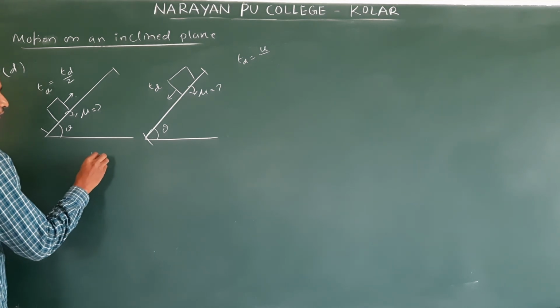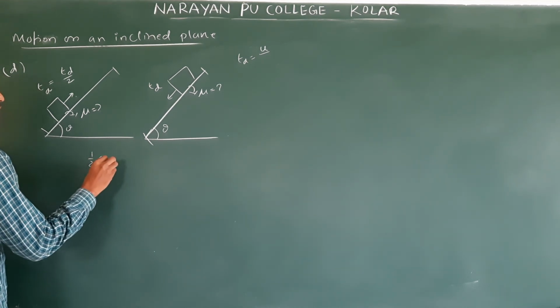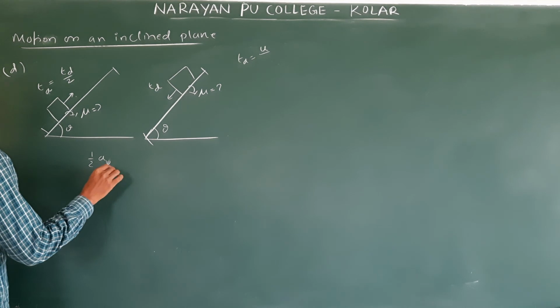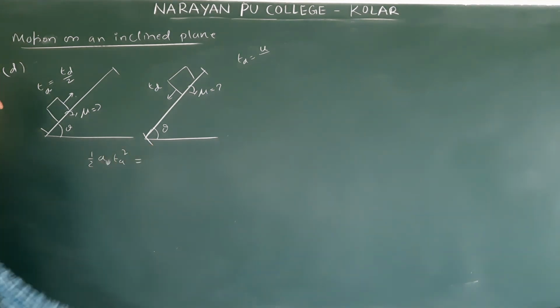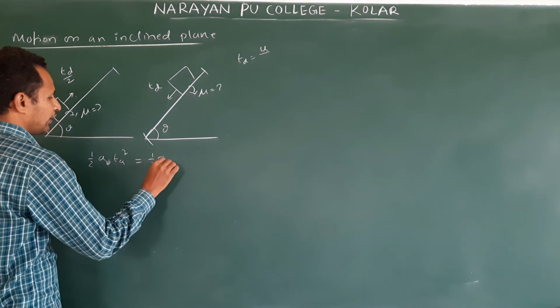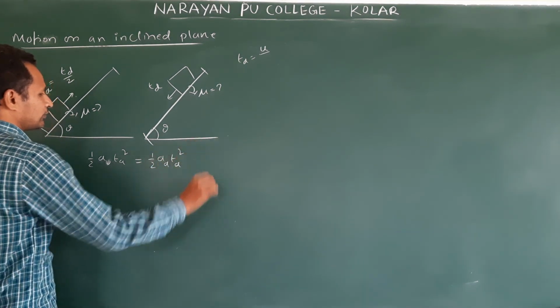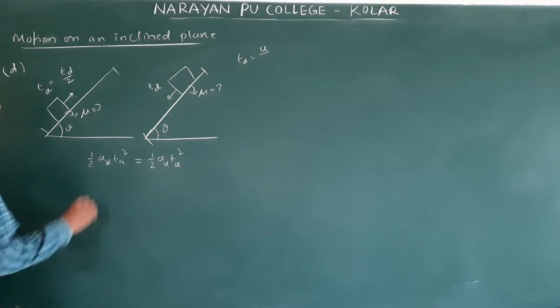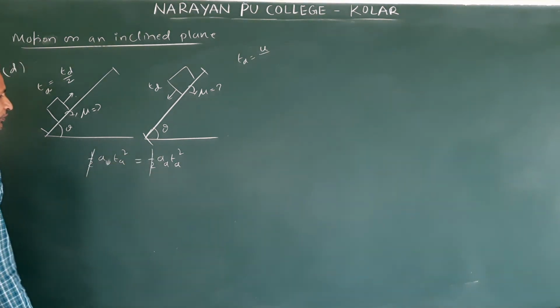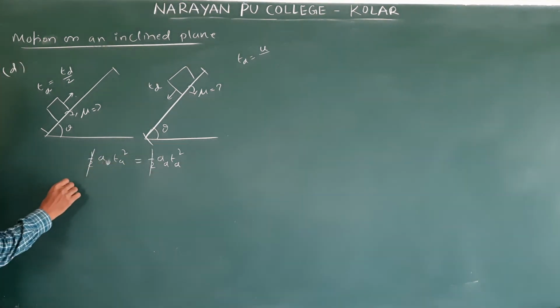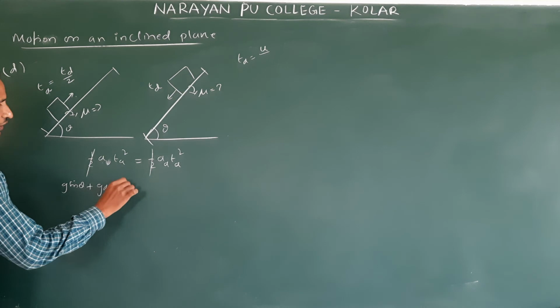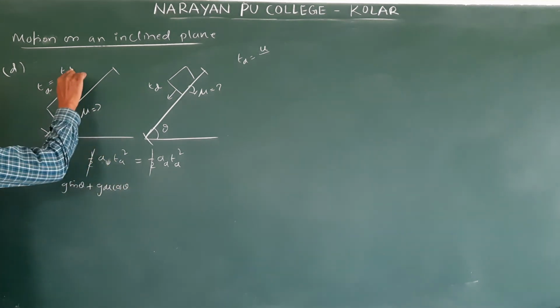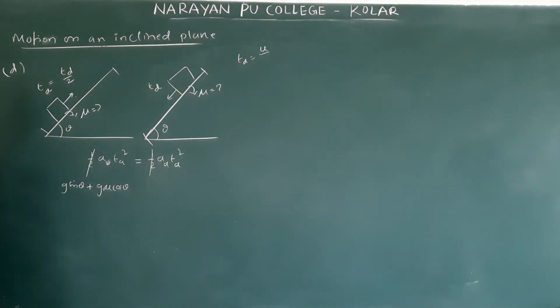This is A up, and this is TA square, right? It is equal to half A down TD square. Now substitute here, half cancels. A up is g sin theta plus g mu cos theta. TA is TD by 2.